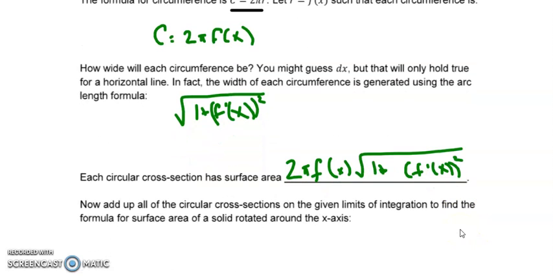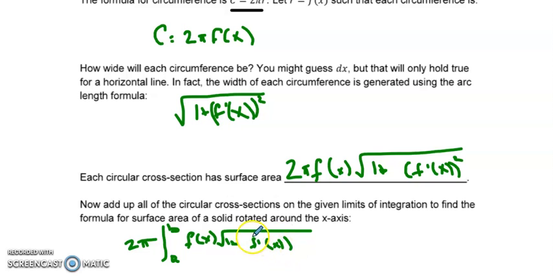Now, by integration, you're going to add up all of these cross-sections. So when you rotate a curve around the x-axis, you're going to integrate from a to b. You have a 2 pi out in front, and then you've got f of x times the square root of 1 plus f prime of x all squared, and we do need the dx in. We integrate from there.